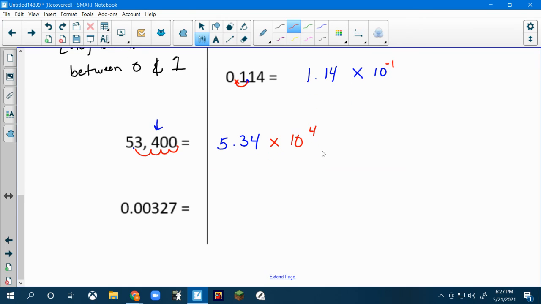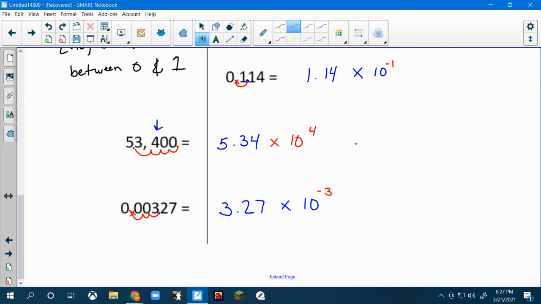We're going to keep going. Last one here. We have 0.00327. Decimal's going to go here. 3.27 times 10. And then to the, let's count back to our original, 1, 2, 3. And because I moved to the left, we know it's got to be negative. And because that original number was between 0 and 1.